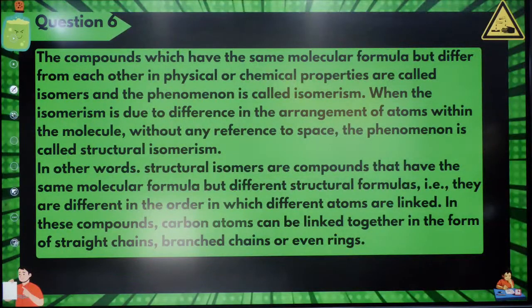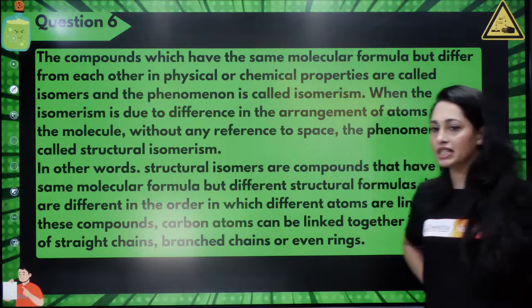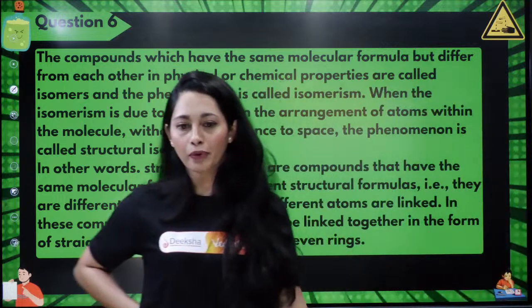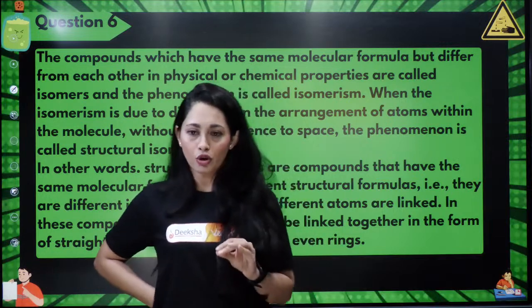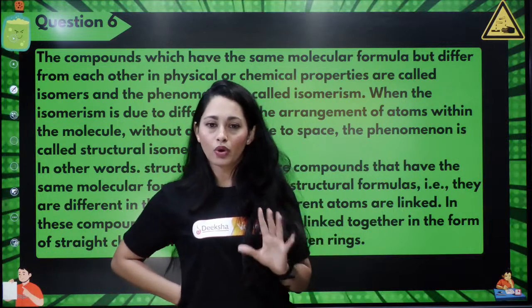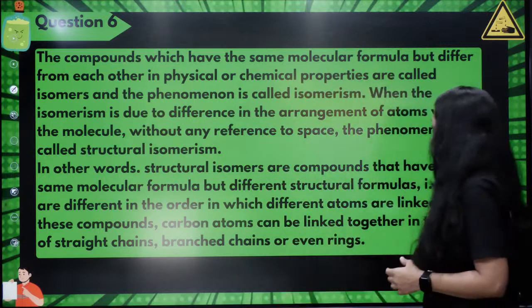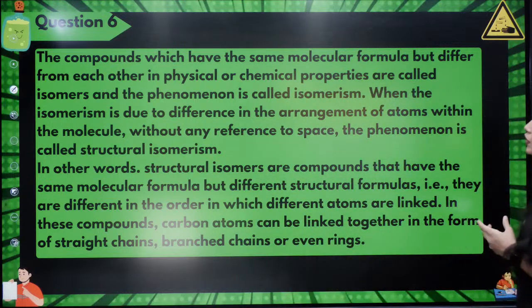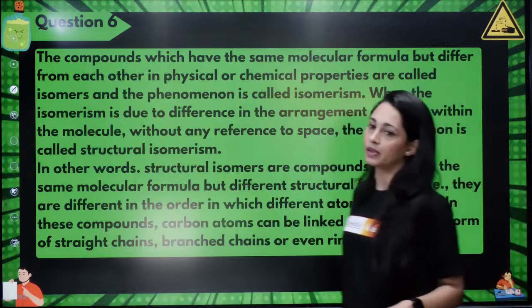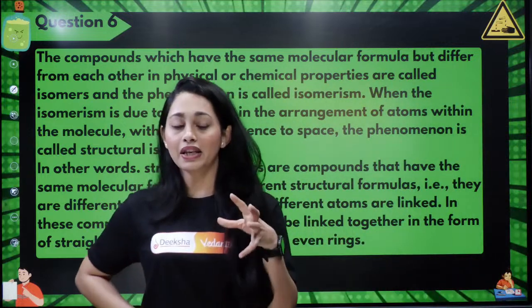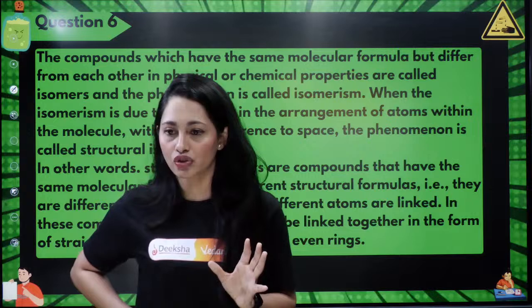Okay, the compounds which have the same molecular formula but differ from each other in physical or chemical properties are called isomers, and the phenomena is called isomerism. This is something that we have studied in carbon and its compounds. I have made a video on carbon and its compounds. Go check that out if you want more clarification. So, when the isomerism is due to difference in arrangement of atoms within the molecule without any reference to space, the phenomena is called structural isomerism. So, structural isomers will have the same molecular formula but different structures.